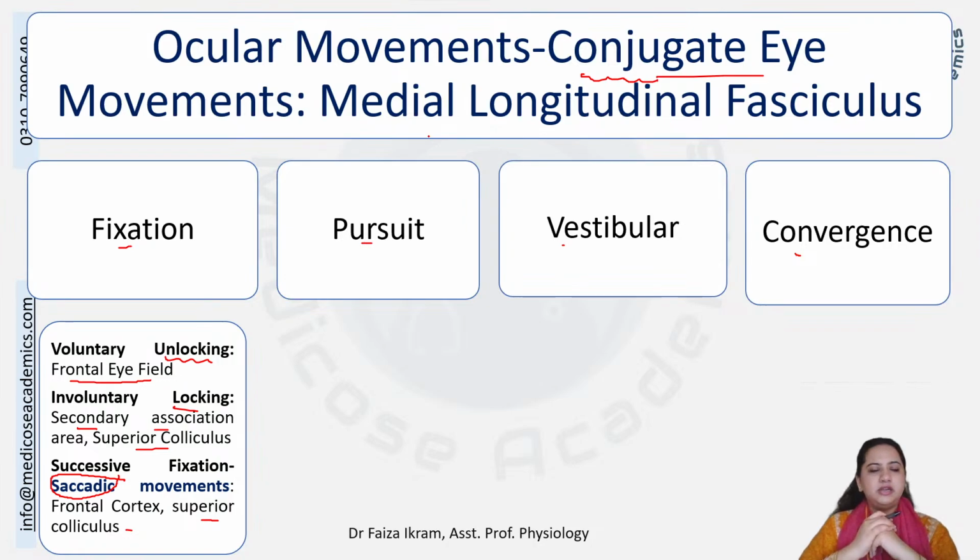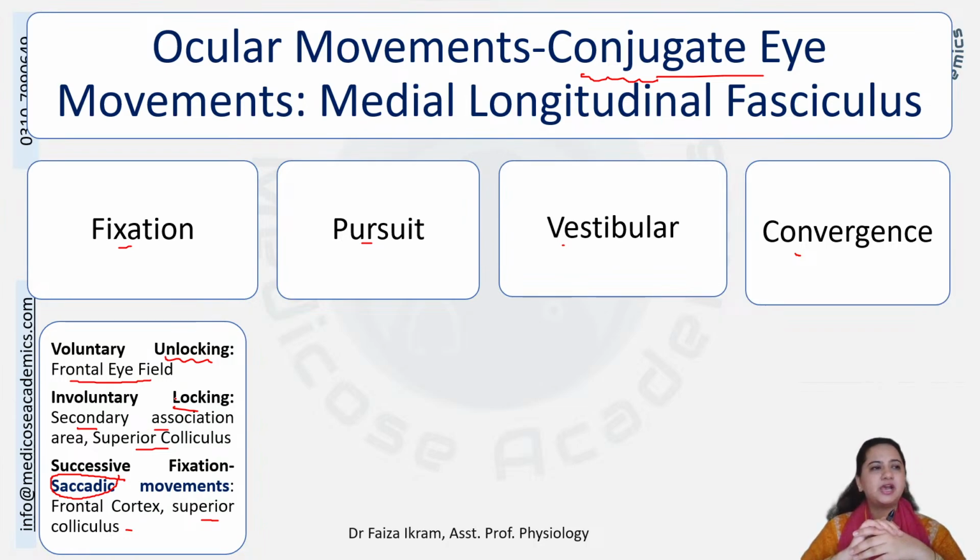If there is a lesion of the superior colliculus or secondary association area, your eyes will be unable to lock. It will be impossible to maintain your gaze at a point. And also the saccadic movements will be lost.